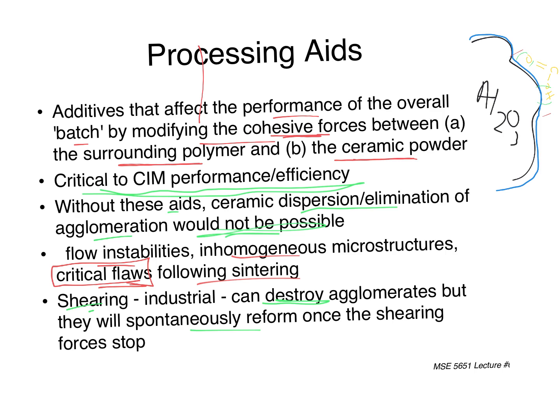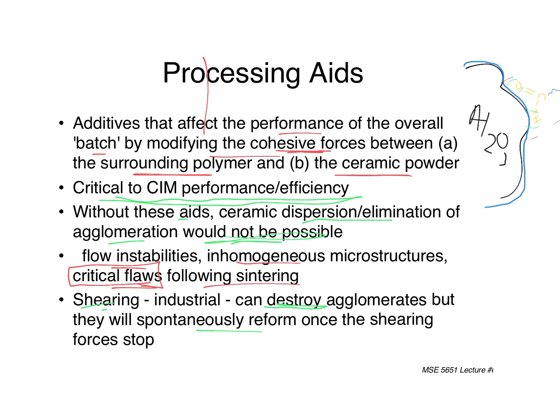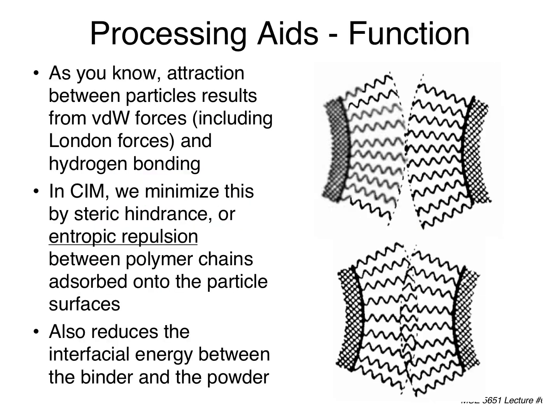All right, those surface forces, van der Waals forces, hydrogen bonding, that's all still there, and it'll just pull them right back together again, unless you put something permanently in the way, and that's what these processing additives do. They sit permanently in the way, make sure and keep that from occurring. How do they do this?